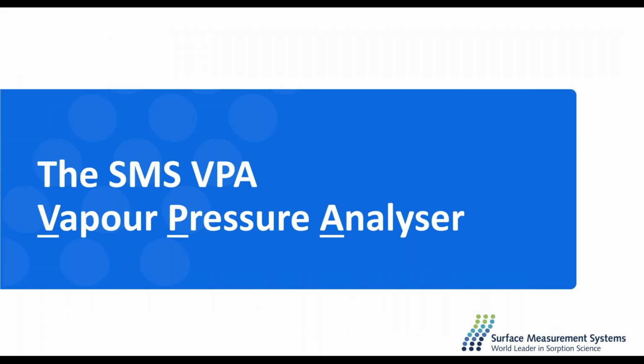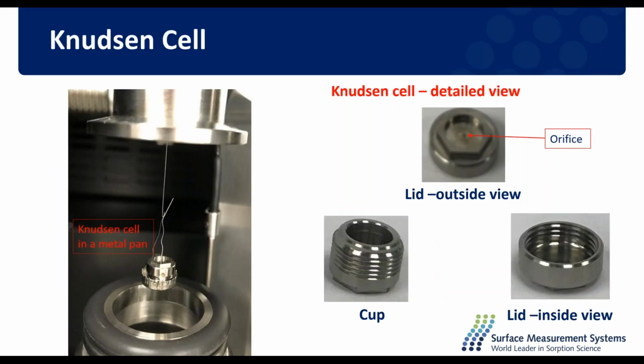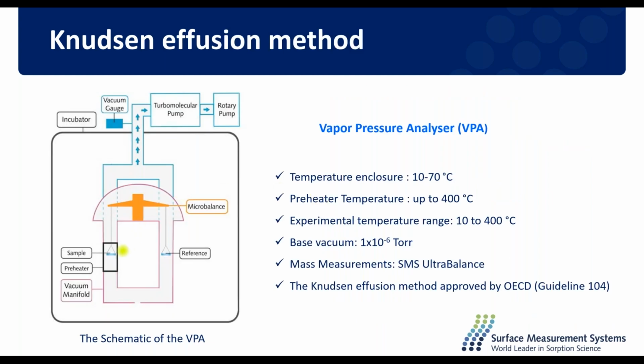These are measured with the Surface Measurement Systems vapor pressure analyzer, which combines a Knudsen diffusion cell. This is a photo of exactly the setup as used, with a small closed cup and an orifice making up the Knudsen diffusion cell, everything placed inside a very sensitive microbalance. The entire system is connected to a vacuum system, so a vacuum is pulled.